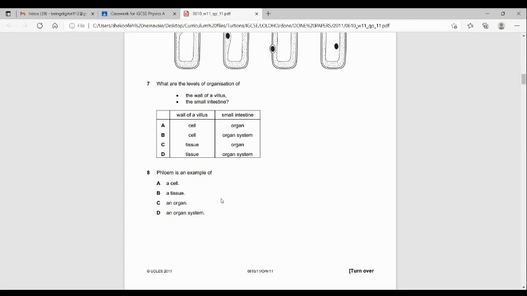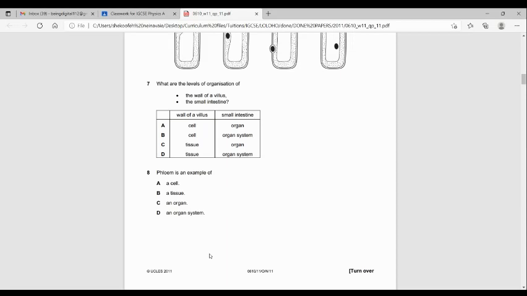Question 8. Phloem is an example of a cell, a tissue, an organ, or an organ system. So when we move from A to D, this level of organization is becoming bigger. A cell is the basic unit of any living organism. They come in different shapes and specific features.